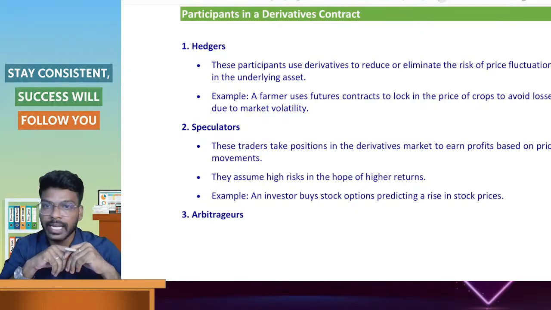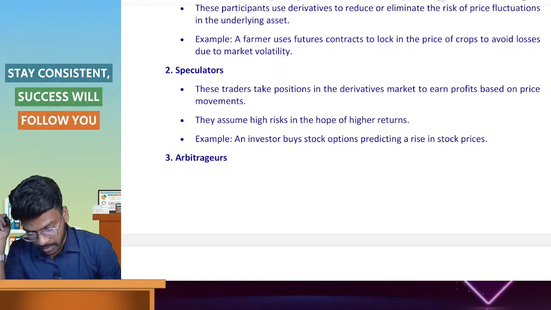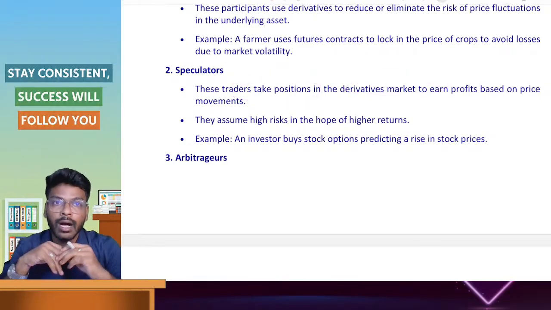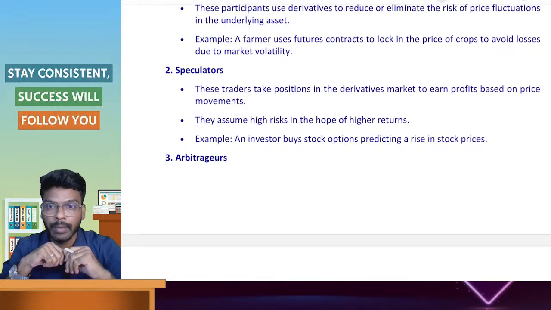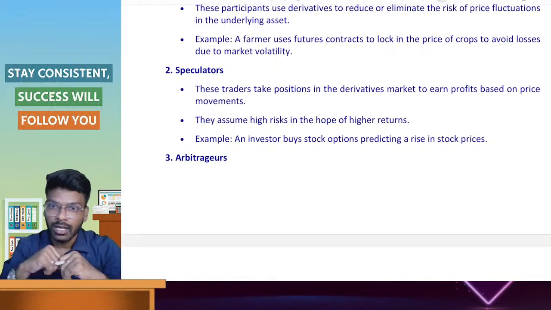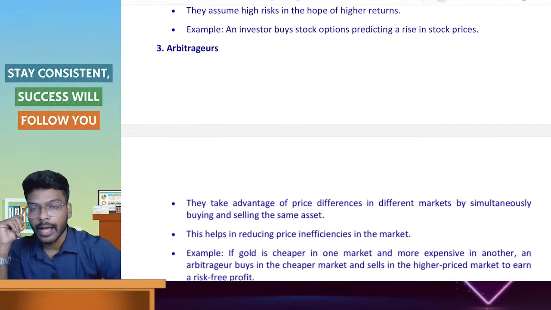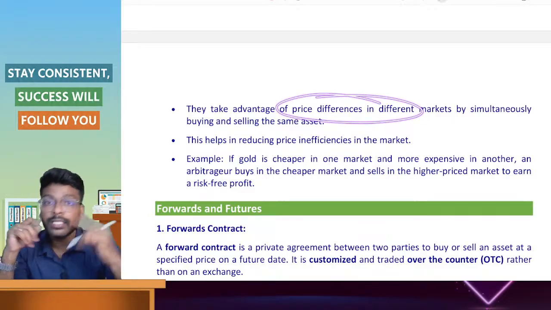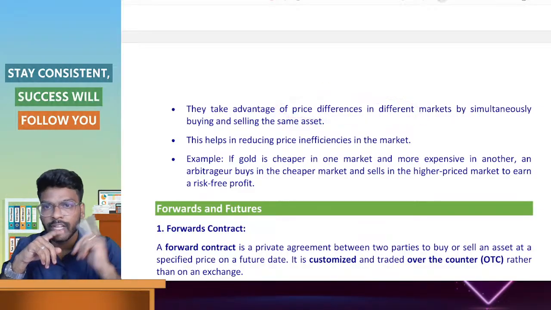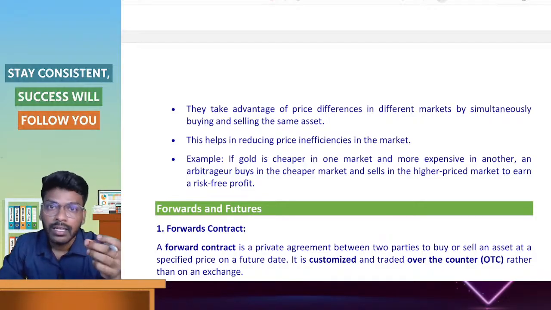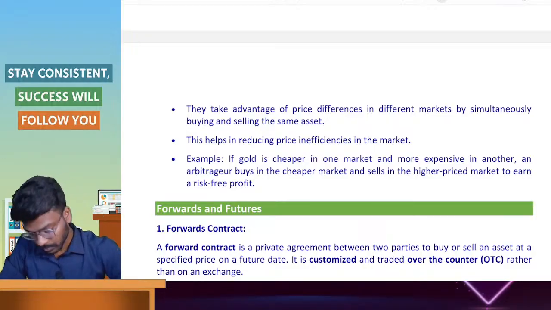A speculator will take a position in the derivative market to earn a profit based on price movements. Based on price movements, he will buy at a low price and sell at a high price, and he will get a profit. An arbitrageur will gain from pricing differences. In most cases of arbitrage, there will be a profit only.